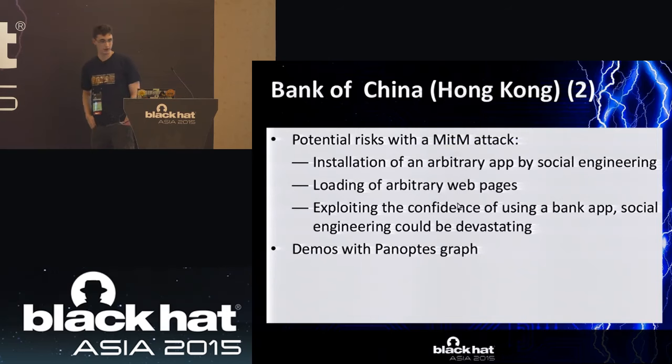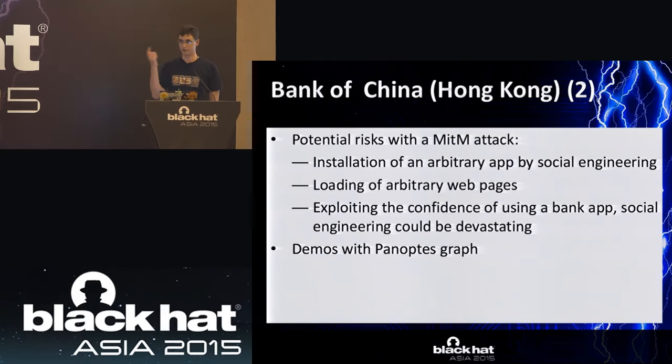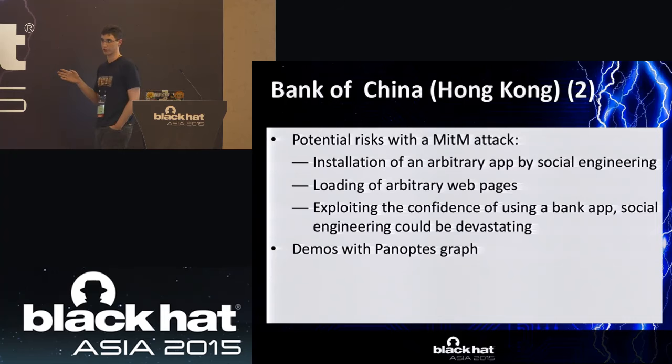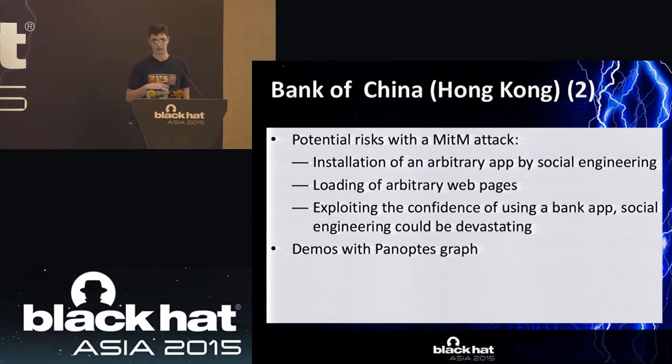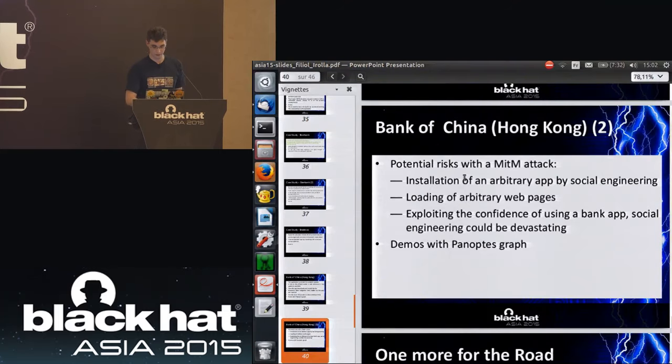So an attacker can fool the user to install an arbitrary application, but also the application asks the server for links to display information in the application, and this procedure is done in HTTP. So an attacker can also change these links to display something else, so it can exploit the confidence the user has in the bank to do whatever could be monetizable.